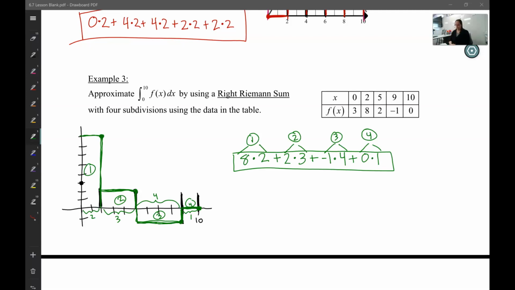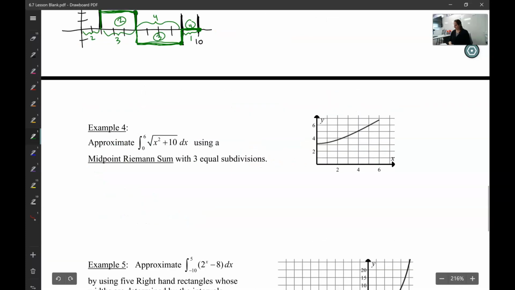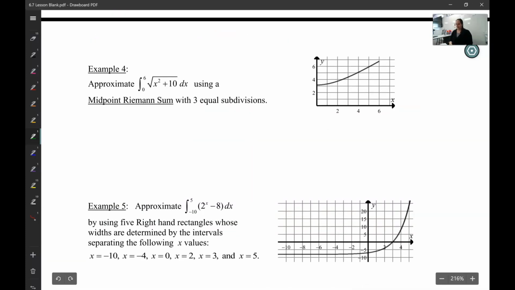I have these 4 rectangles using the right-hand points for each width. So for these, this first one is an 8 by 2, second is a 2 by 3, third is a -1 by 4, and the last one is a 0 by 1. And that should be your answer for that one. Okay, let's try example number 4.